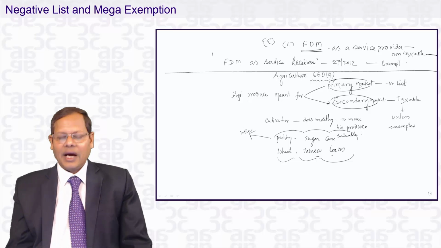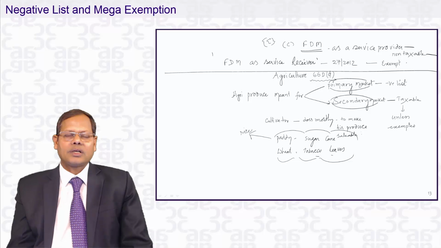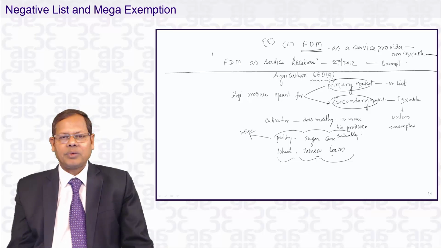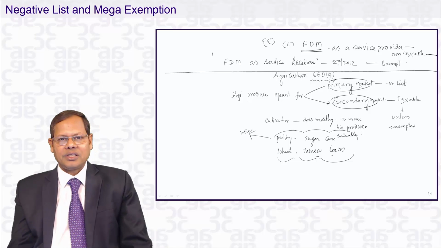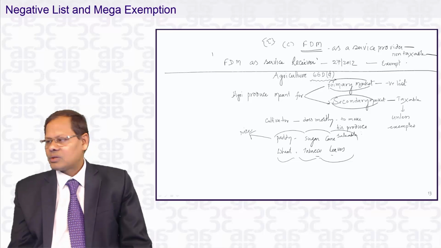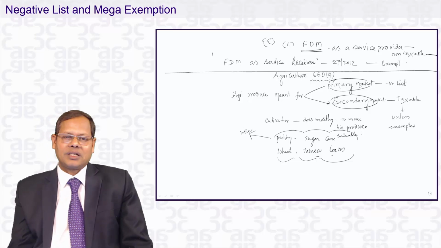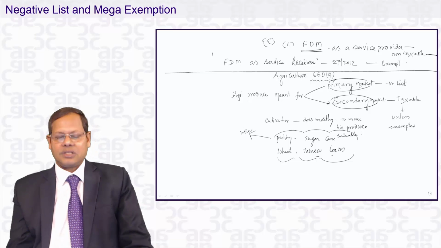So the idea of the government is any product which is meant for primary market, where operations are mostly done by the cultivator, the agriculturist, they are under the negative list. Everything else, particularly those meant for secondary market, where some manufacturing or processing is done outside the ambit of agriculture, they say this is taxable and we want to collect tax, subject to few exemptions.